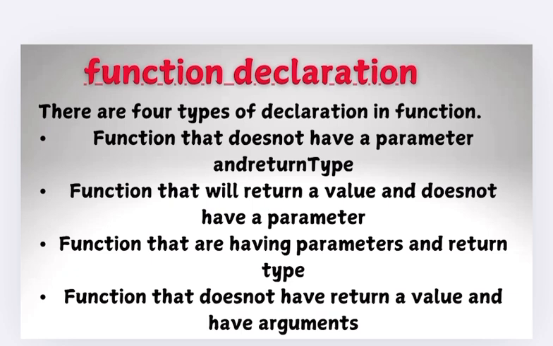Function declaration. There are four types of declaration in function. A function that does not have a parameter and return type. A function that will return a value and does not have a parameter. A function that has parameters and a return type. A function that does not have a return value and has arguments.